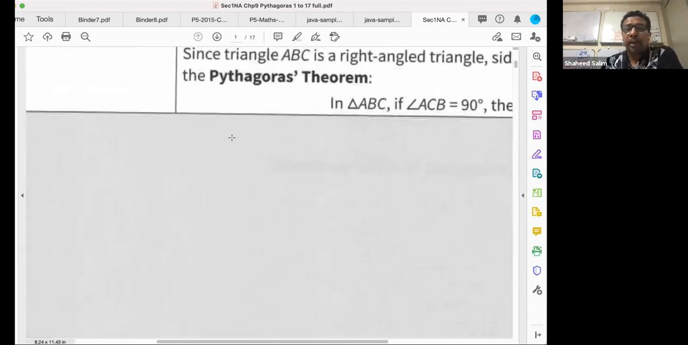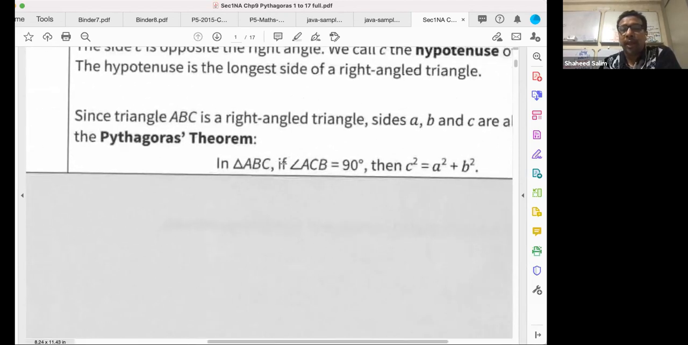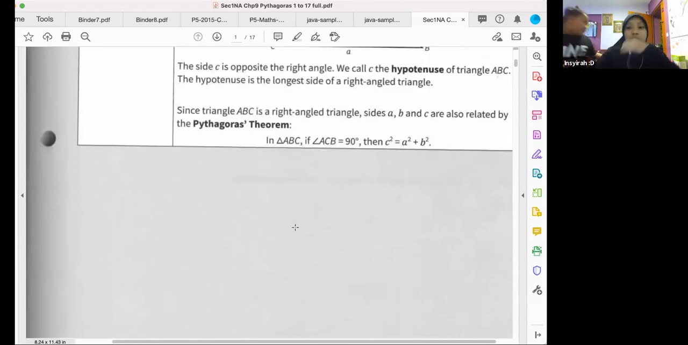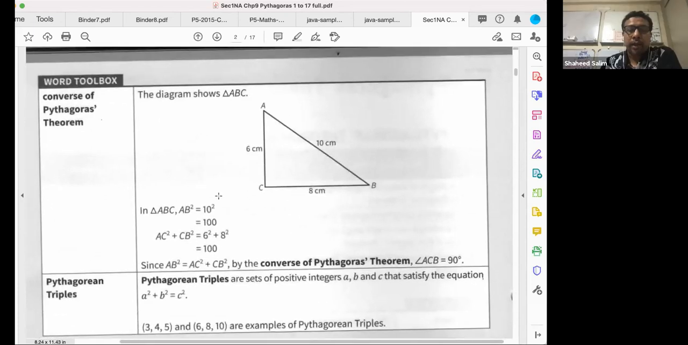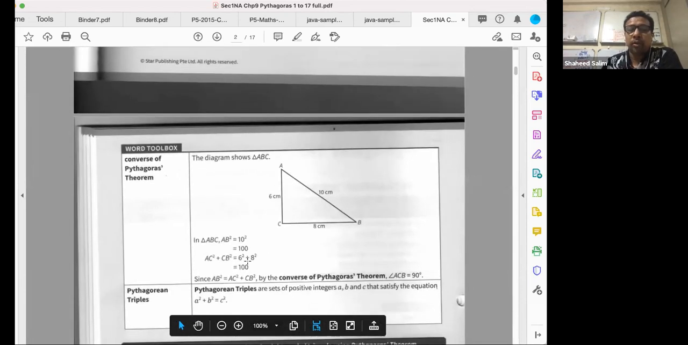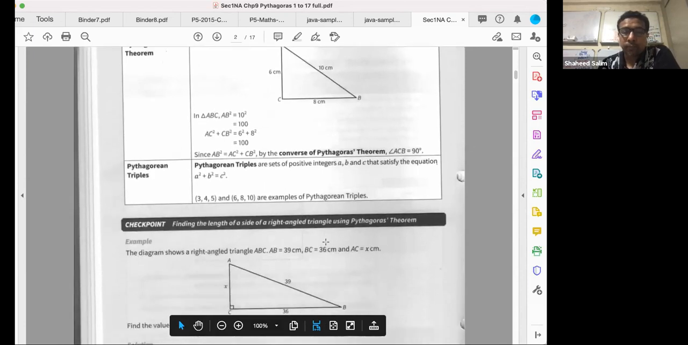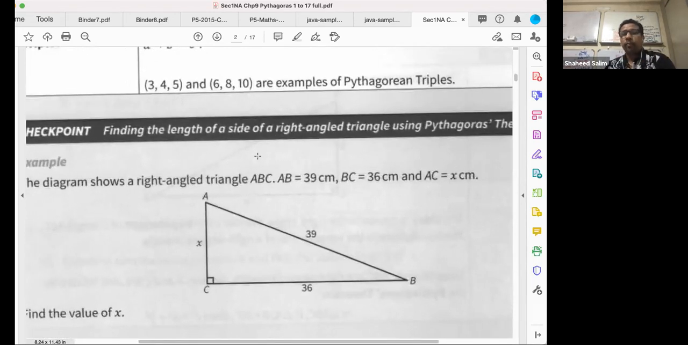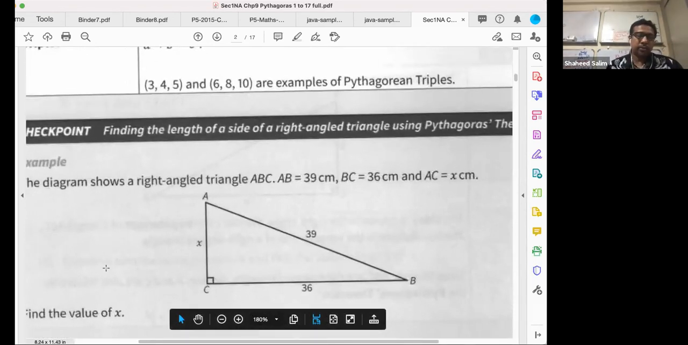Okay, so this is called Pythagoras Theorem. You must make sure the angle is 90 degrees. Now I'll give you an example here. Down here, 10 squared is 100. 6 squared is 36. 8 squared is 64. You add them together, you get 100. So that is true. Now we are going to try. Can you find this first one? What is the value of x?